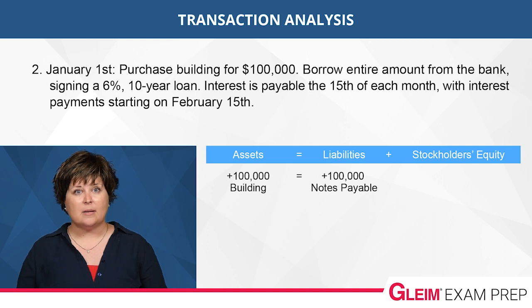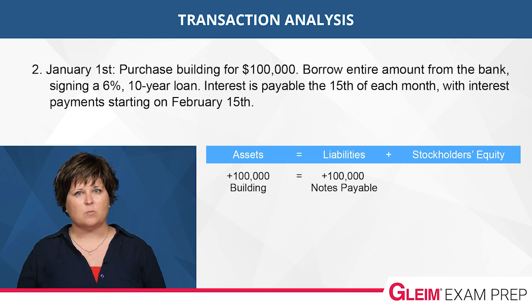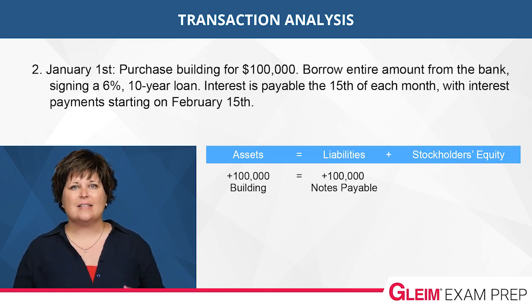We got a new asset, building. So we show an increase to the assets of $100,000. This transaction also increases our liabilities, as we now owe $100,000 to the bank. We will record this amount in notes payable. Now, so far, both of our transactions have shown increases to both sides of the equation. That is not necessarily the case for all transactions, so let's move on to some more examples.